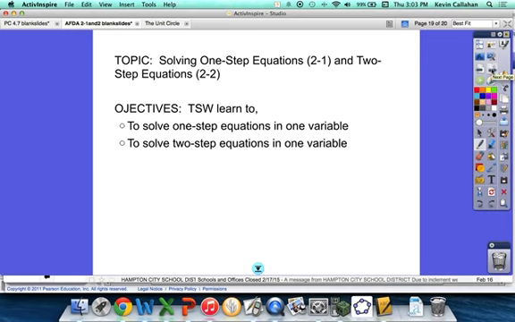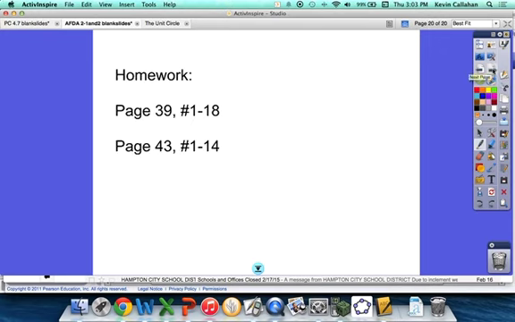So, solving one-step equations and two-step equations. Homework from the workbook. Those are not the hardest problems in either one of those sections, but I expect we'll go back and do the harder problems probably next class.